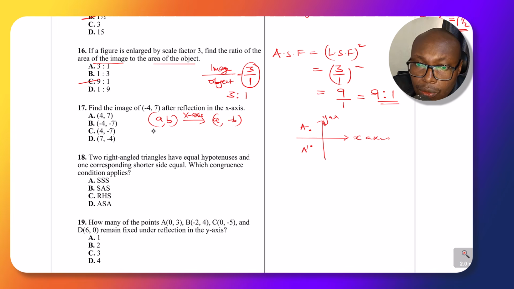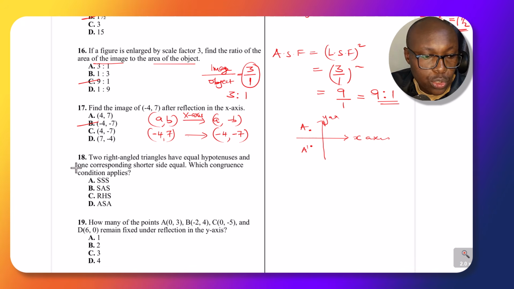So in this case, we have (-4, 7). We've noted what remains the same: the x coordinate remains to be -4, but the y coordinate changes the sign, so 7 becomes -7. So the solution there is B for question 17.